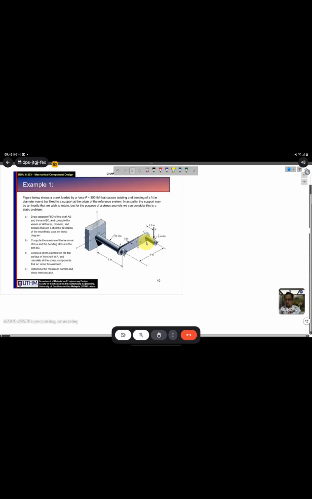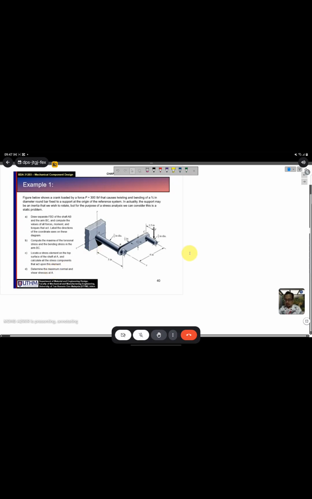So you need to draw the free body diagram. Starting with the free body diagram, from it you need to calculate all the loads. And then from the loads, you need to calculate the stress. And then from the stress, you need to calculate the maximum stress. And then from that, you want to compare with the strength, whether the part is safe or not.